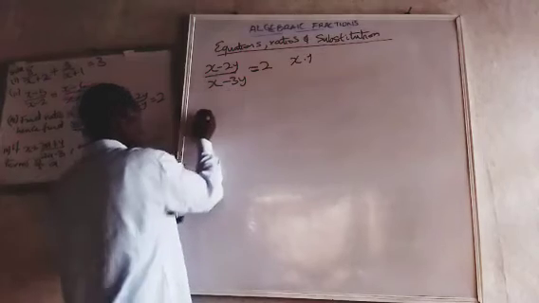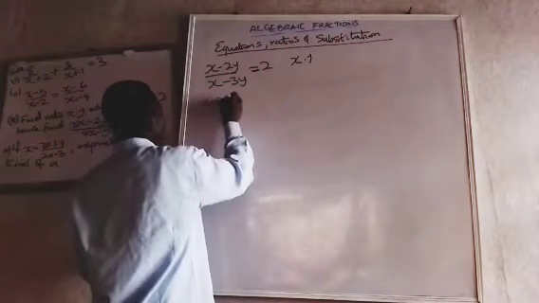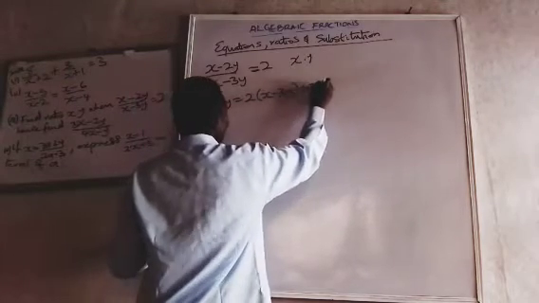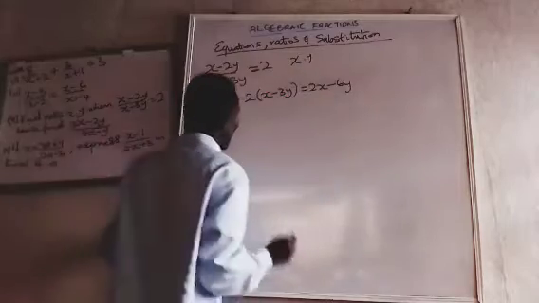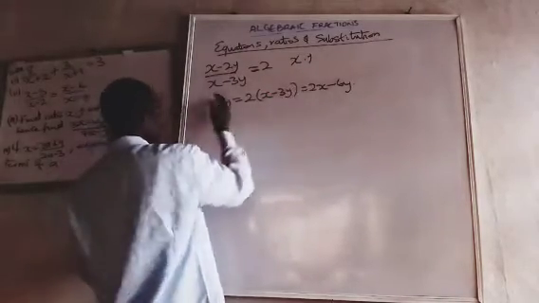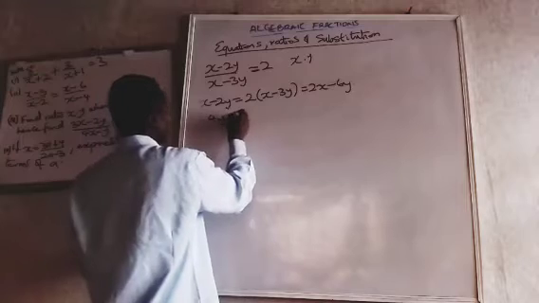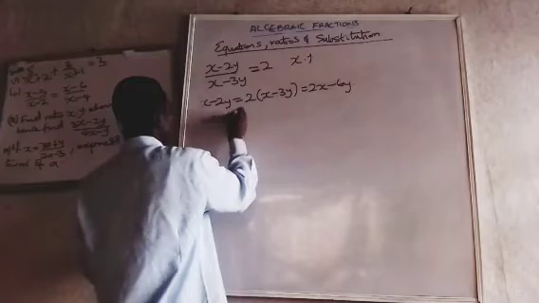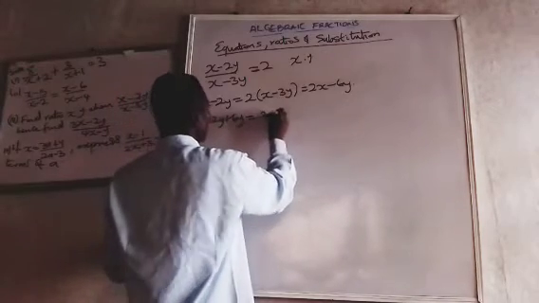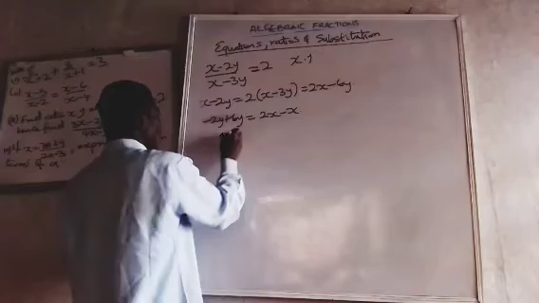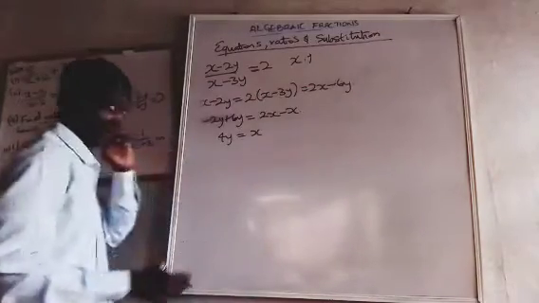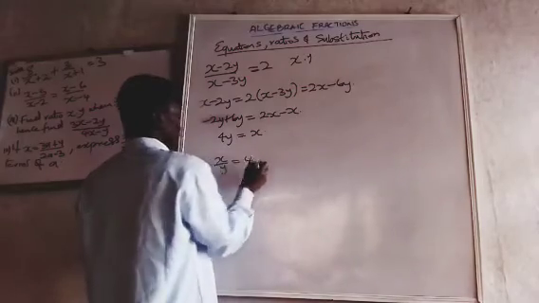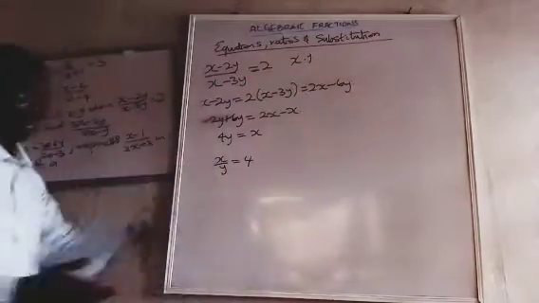Let's multiply 2 by X minus 3Y. Let's say X minus 2Y is equal to 2 into X minus 3Y, which is 2X minus 6Y. Now, let's move X here, let's move Y here. So we are going to have 4Y is equal to, let me do it like this, minus 2Y plus 6Y is equal to 2X minus X. Therefore, 4Y is equal to X. You can see, so X over Y is equal to 4. So the ratio X to Y is 4. You can see this one is even faster now.